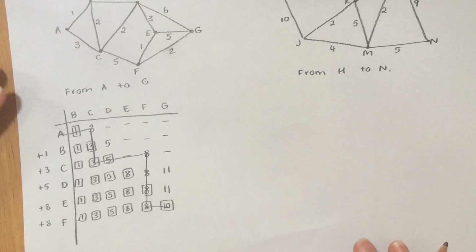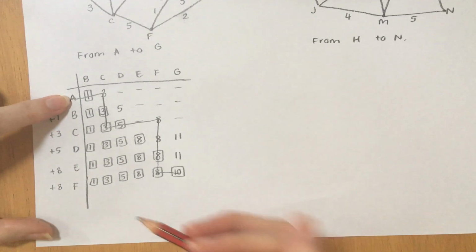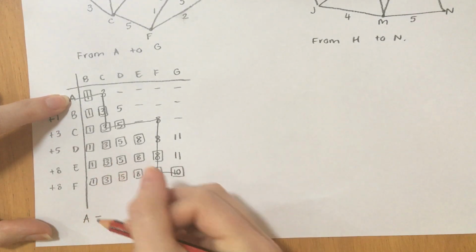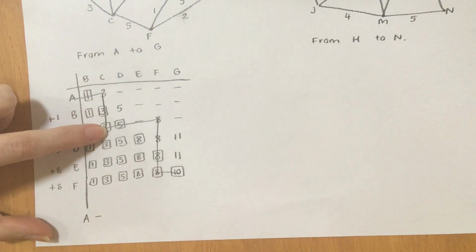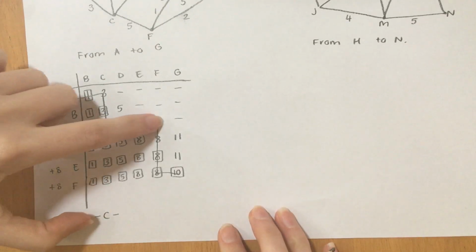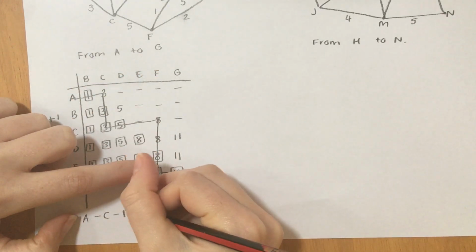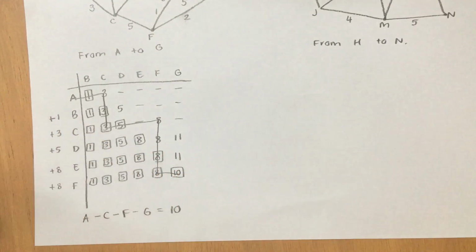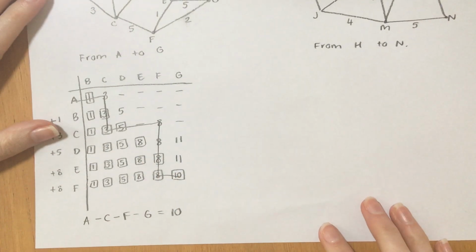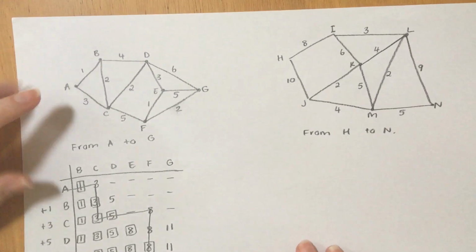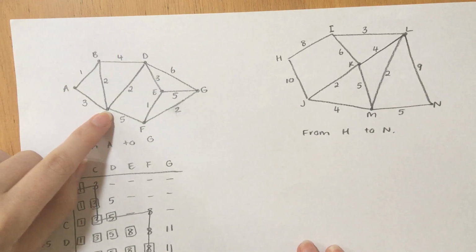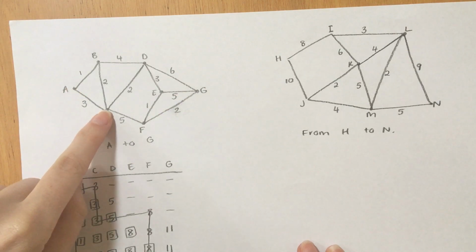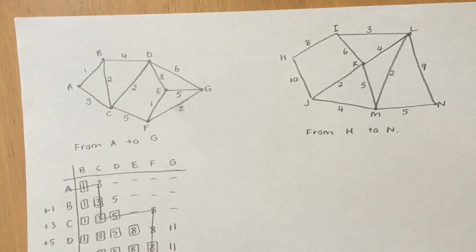Okay, so our shortest path is going to be start at A, and then we went to the C column, and then we went across to the F column, and then we went to G for a total of 10. So A, C, F, G, 10. Let's see if that works. A, C, F, G: 3, 8, 10. Yeah, there you go.